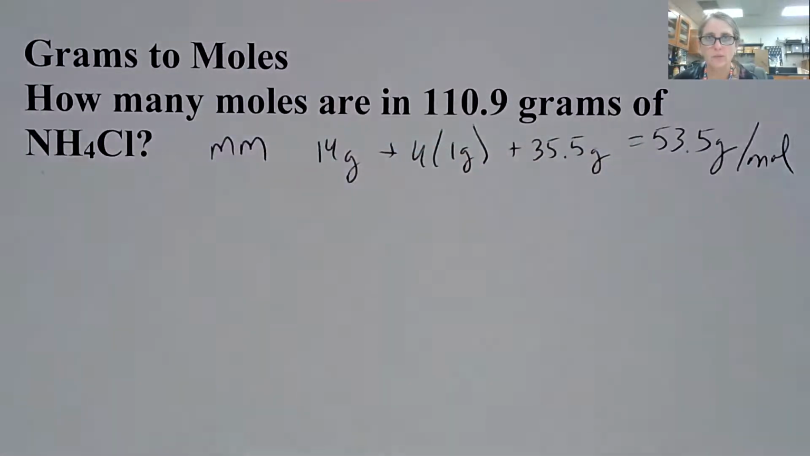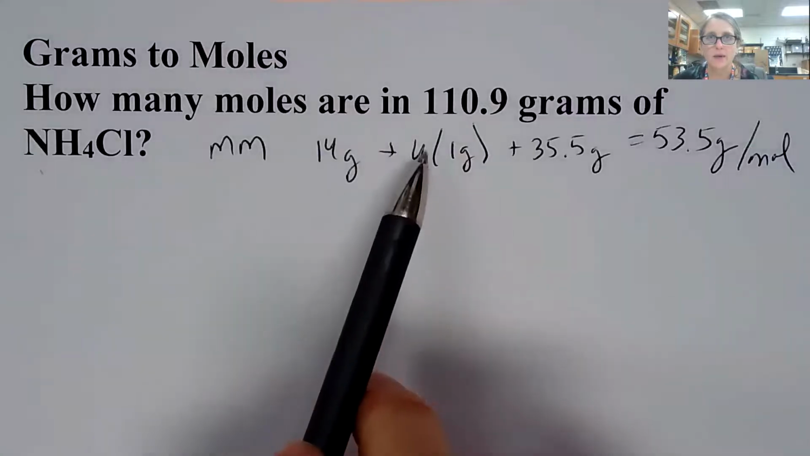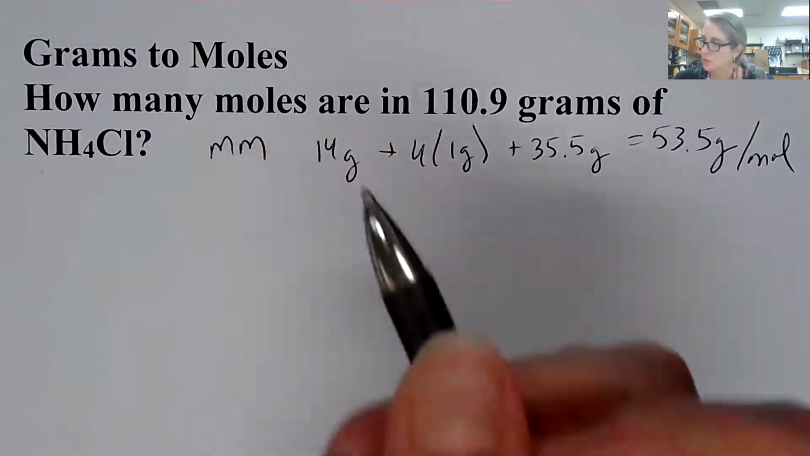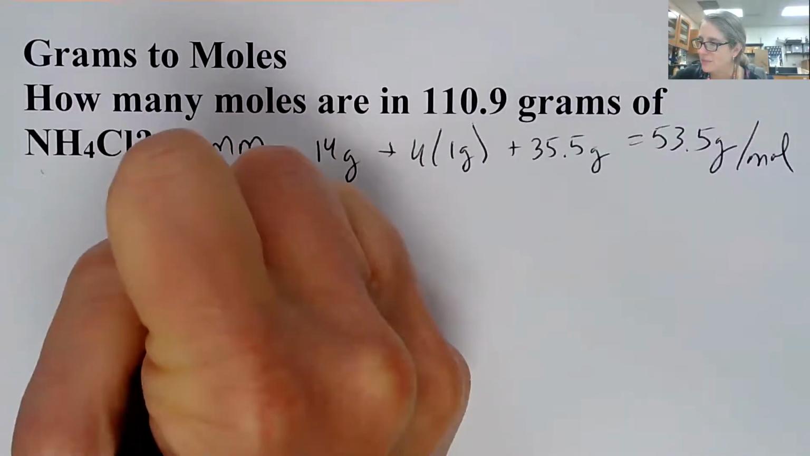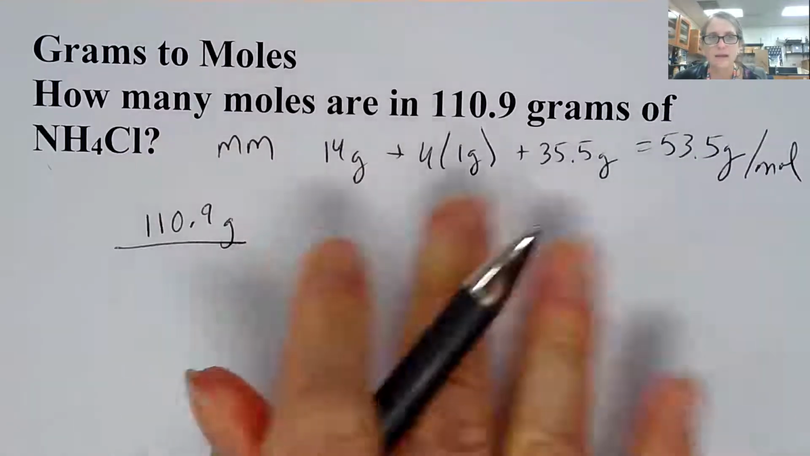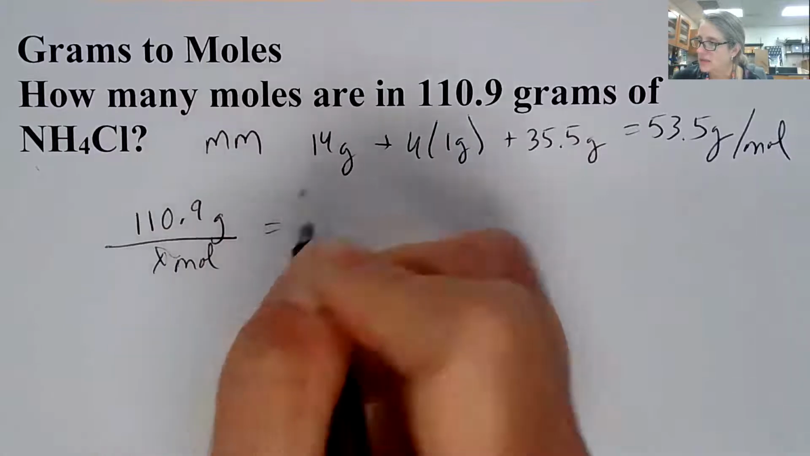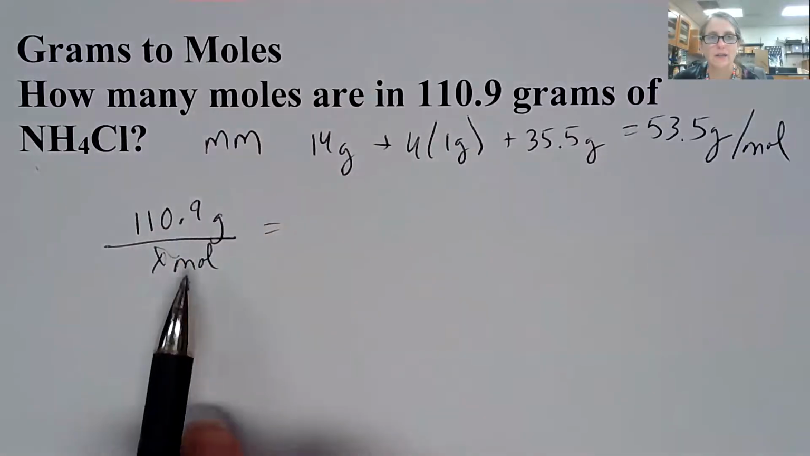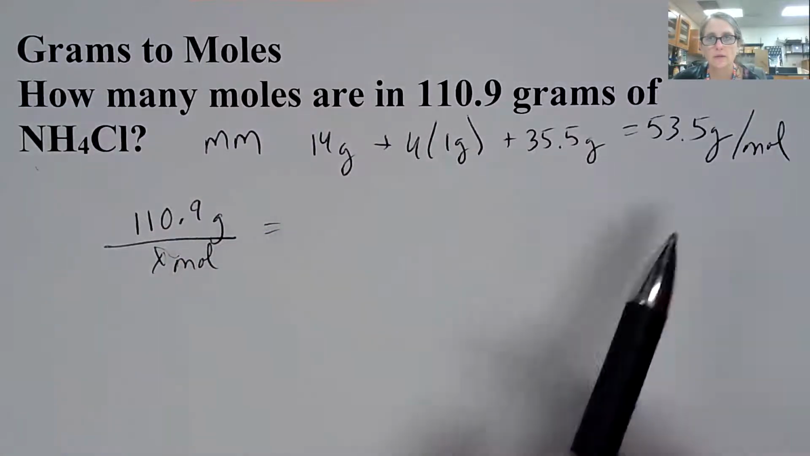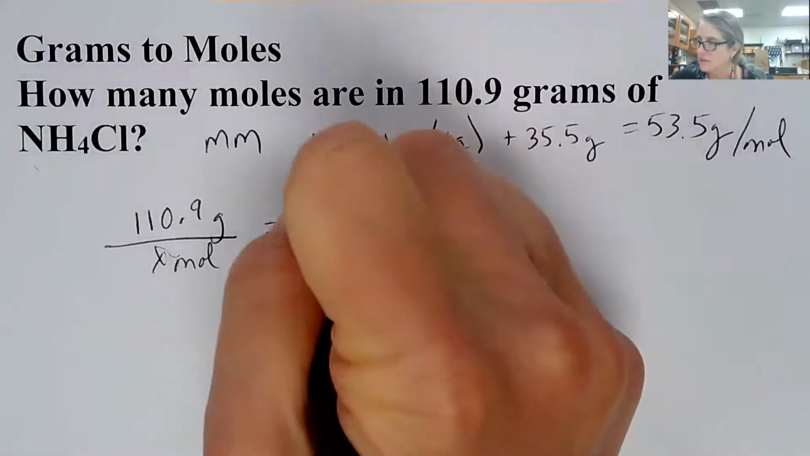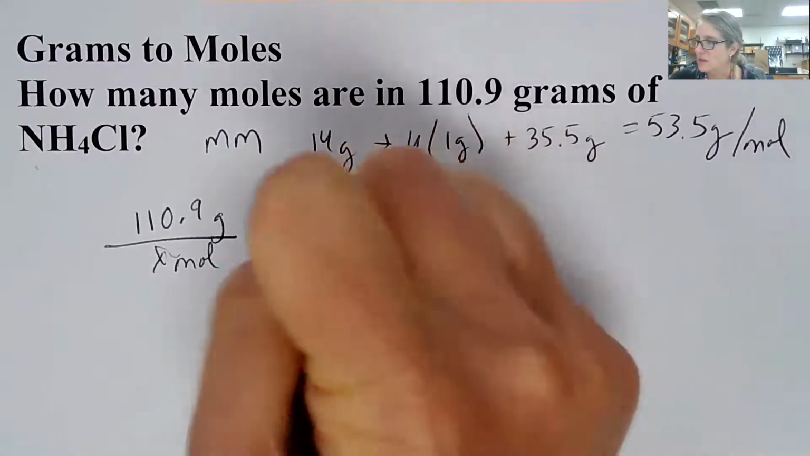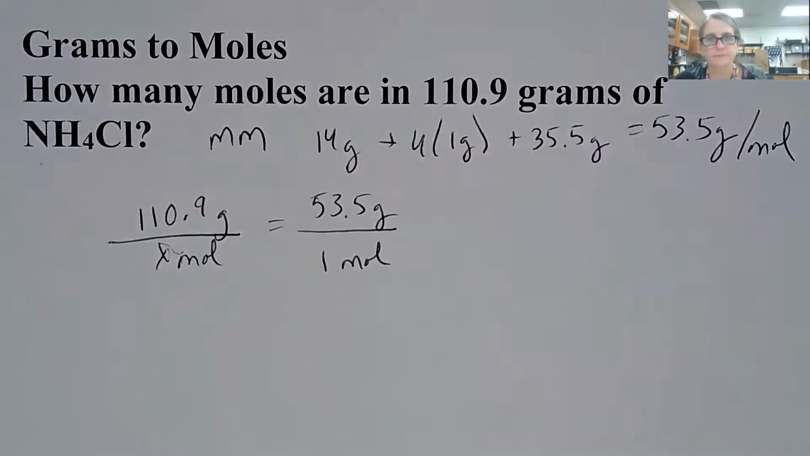So I'm going to set up my proportions, but this time I have grams and I'm going to moles. So I'm going to put the grams on the top again. The one on the left is always going to be what you're given. And then on the bottom, in this case, is the moles. This is what I'm trying to find. So that's my X. Then my molar mass again is 53.5 grams for every 1 mole.